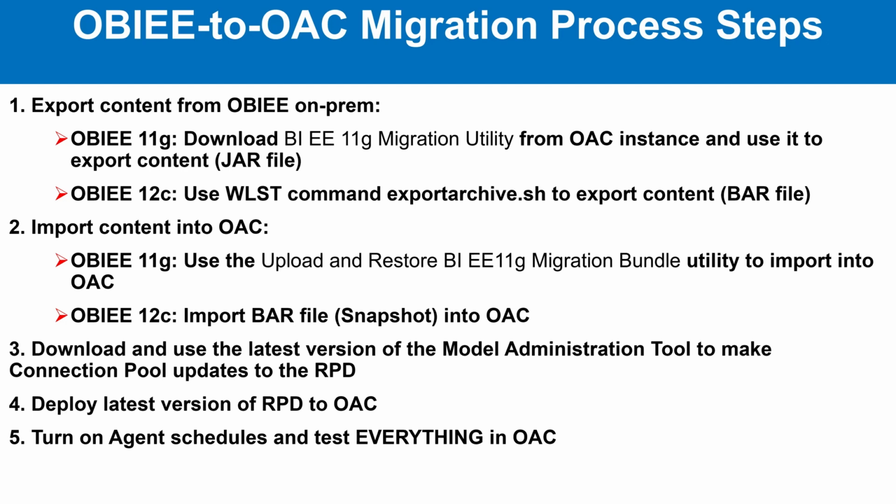Deploy the latest version of the RPD to OAC. Again, from the snapshots page, once all the updates are made, you would deploy the latest version to OAC. Then, of course, you would have to turn on all the agent schedules that you would have created on-prem. That's not something that the migration utilities would do for you. And then test everything in OAC to make sure that the migration was successful.